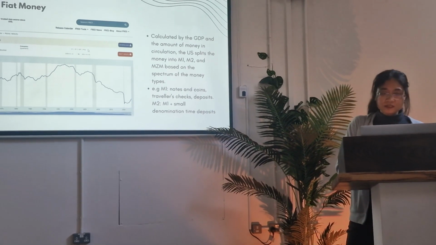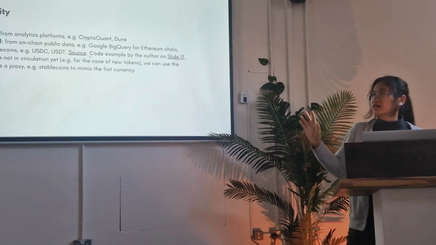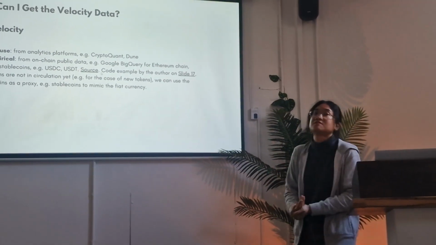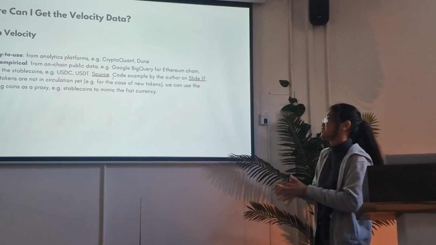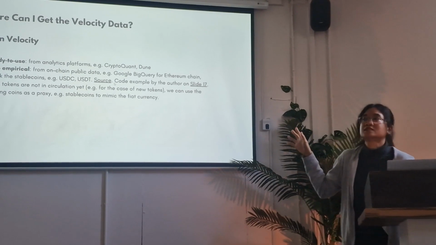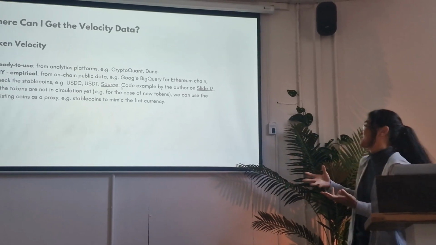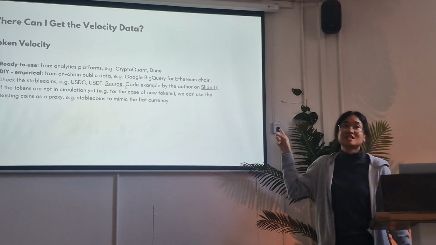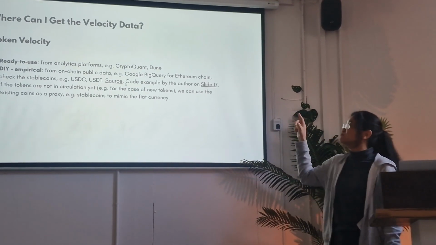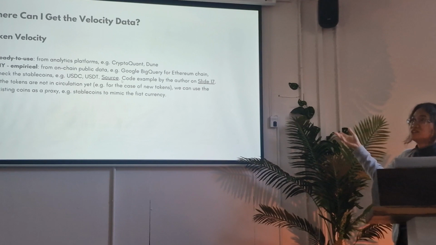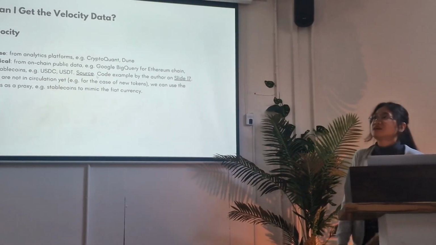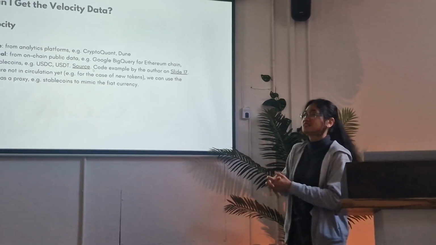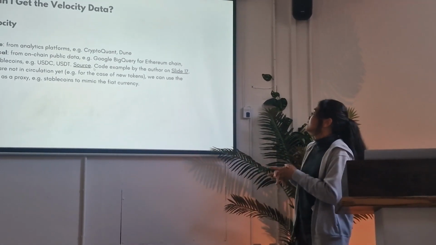But for tokens, if you don't have the tokens yet, say you want to build your token and you want to estimate the valuation, there is no available data. You can use a proxy, which is the empirical or DIY, do it yourself. You can use Google BigQuery for the on-chain public data, using a proxy like USDC or USDT, basically stablecoins, to get a sense of the stablecoins instead of your actual tokens.